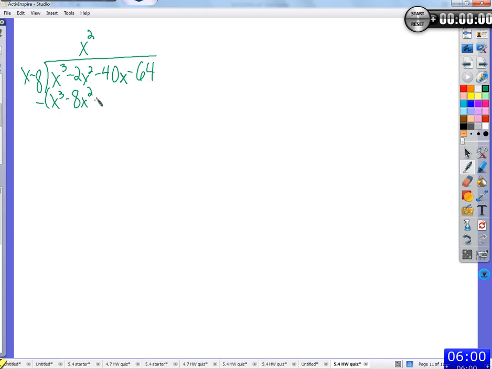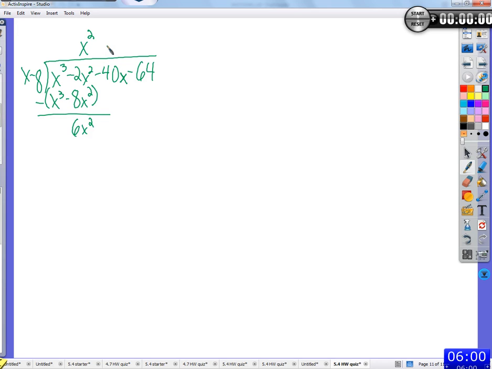To figure out how much we're off by, we subtract this from that. X cubed minus x cubed is 0. Negative 2x squared minus negative 8x squared is 6x squared. We just found out that what we're getting is negative 8x squared. If we add 6x squared to that, we can get back up to the negative 2x squared that we want when we multiply these two together. So, that's where this comes in.